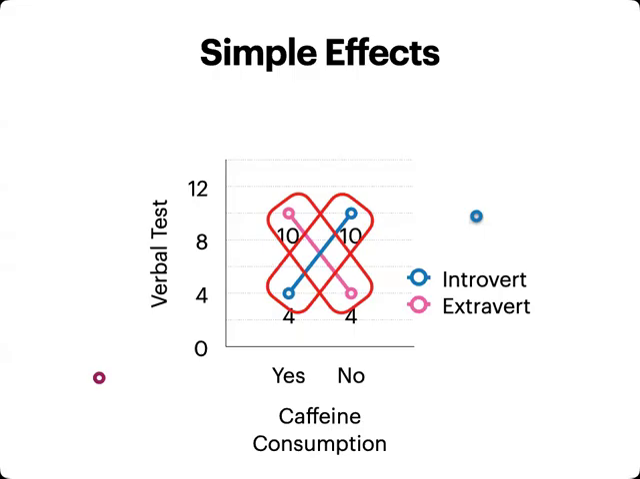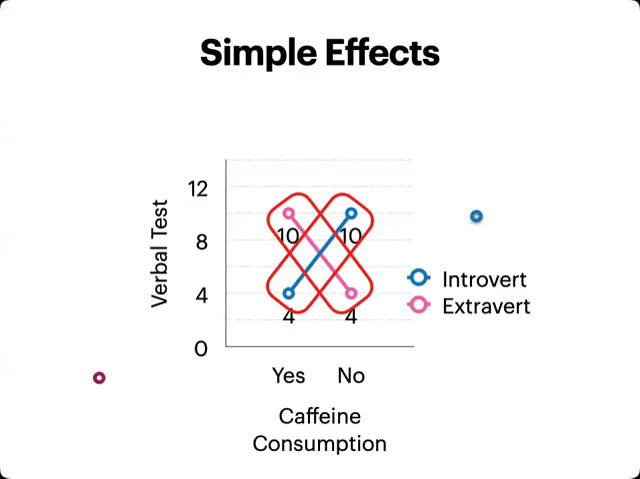Just because there are no main effects, it does not mean there is no effect of caffeine or no effect of personality. What we see in this example is that the effect of caffeine on verbal test performance depends on personality. Once we establish that there is an overall interaction effect, we need to break down this effect by looking at simple effects to conduct a more detailed analysis.